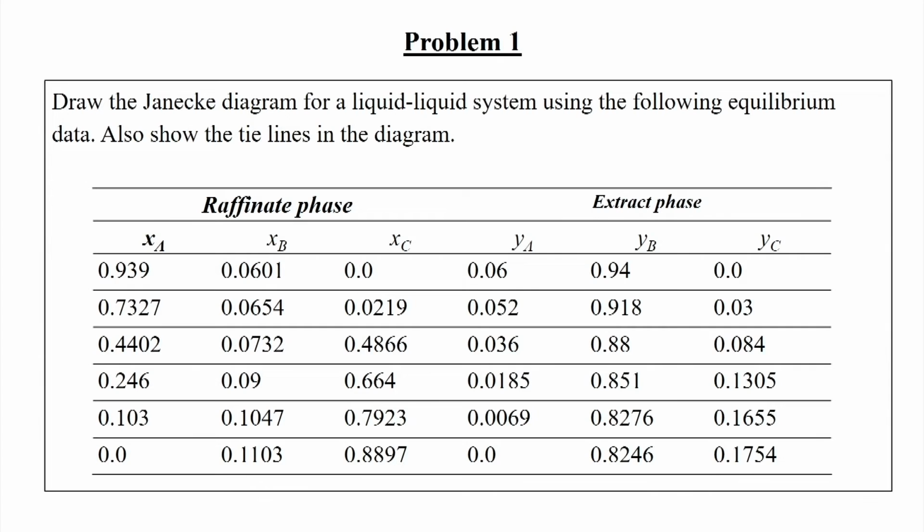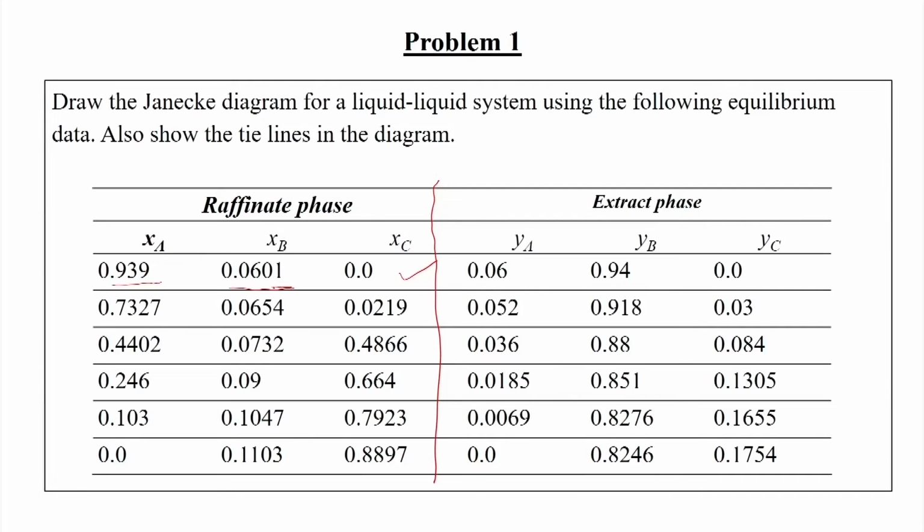Also show the tie line in the diagram. Like this, in the raffinate phase, say we have x a equal to, suppose, 0.939, x b equal to 0.0601, where x c is equal to 0. So, at one point, that is the left hand corner, there is only the extracting solvent and the carrier solvent, and no solute.